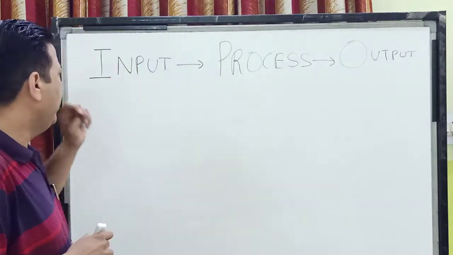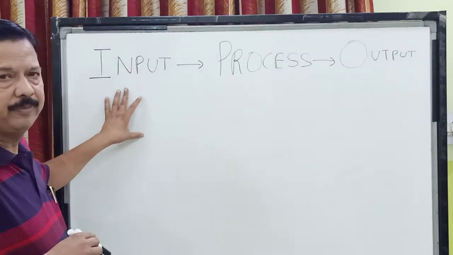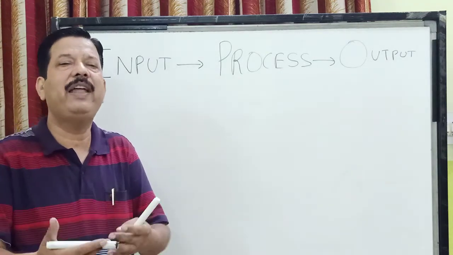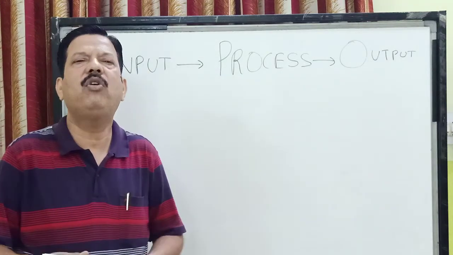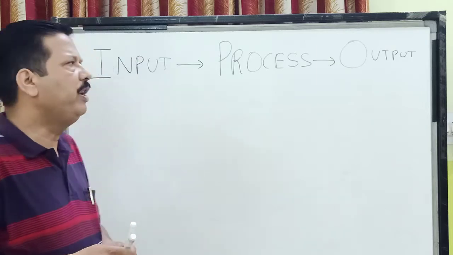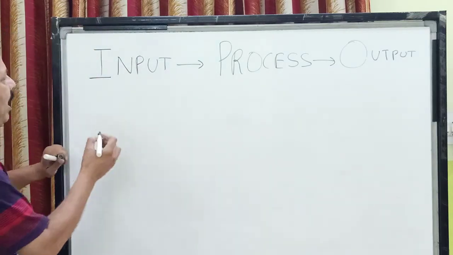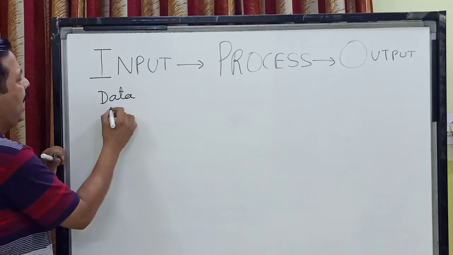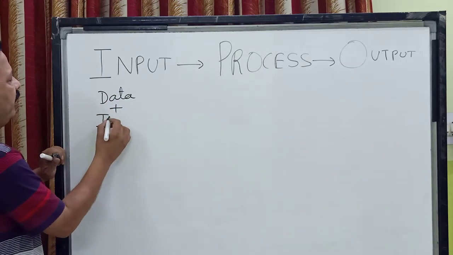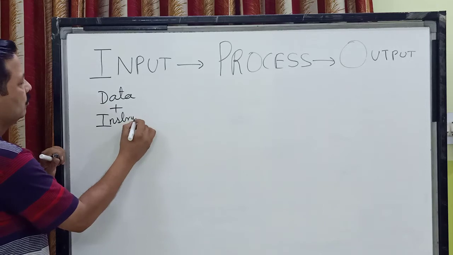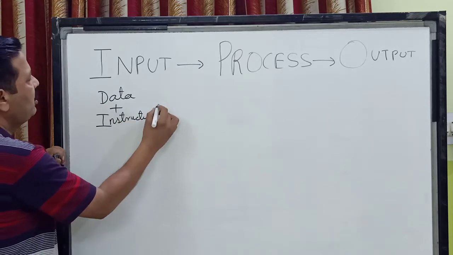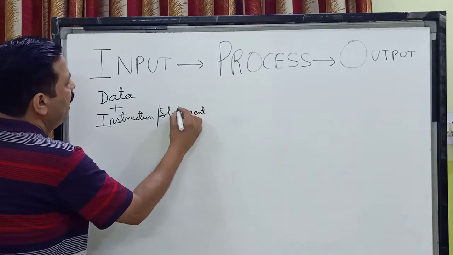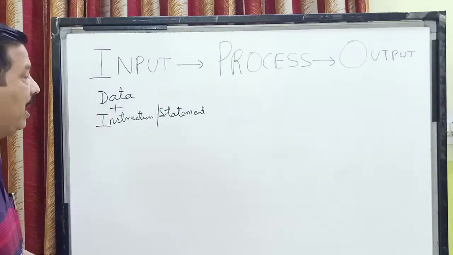Now children, input, what does input mean? We say inputs are the instructions and the data. In Java we call it object also, which we give into the computer. I am telling you one thing, it is basically data and it is basically instructions. In Java we can even call them statements. In other languages it may be called commands.